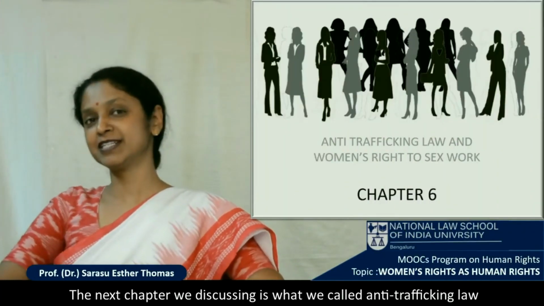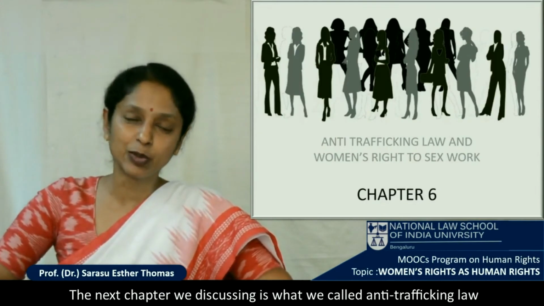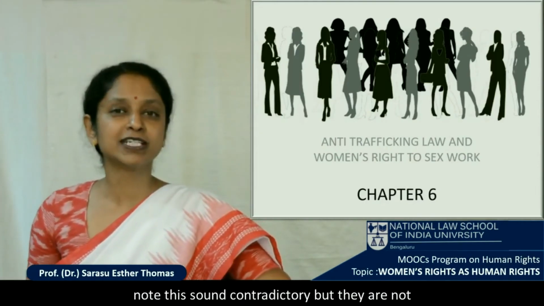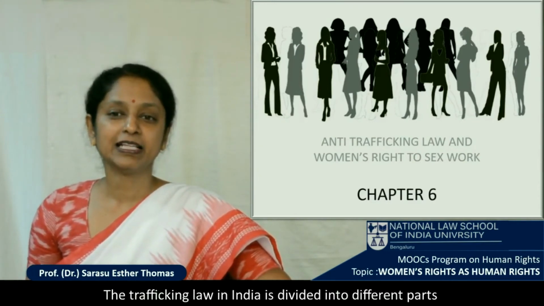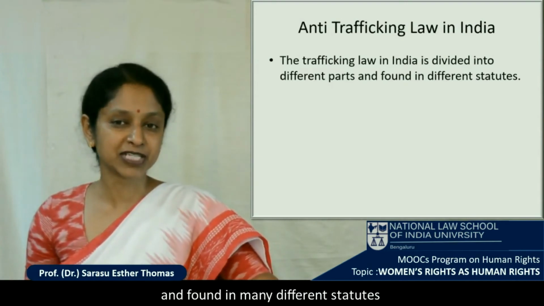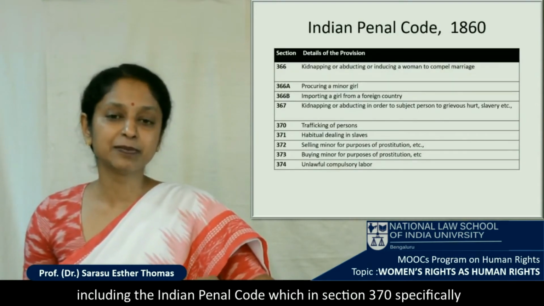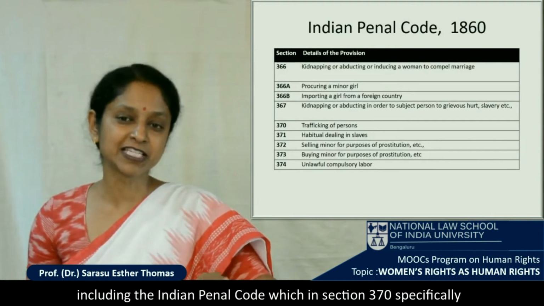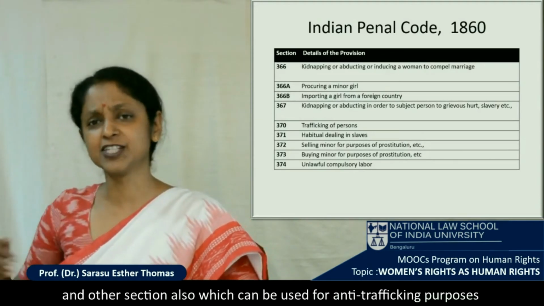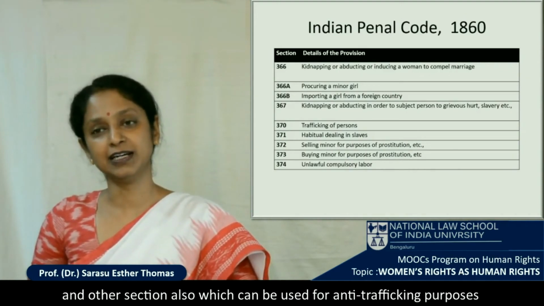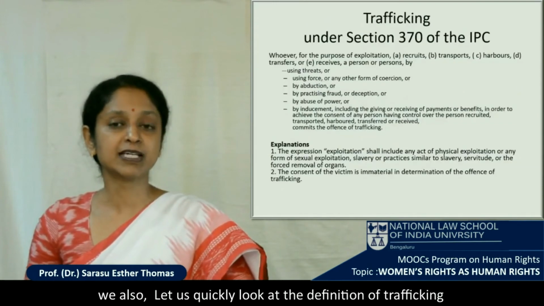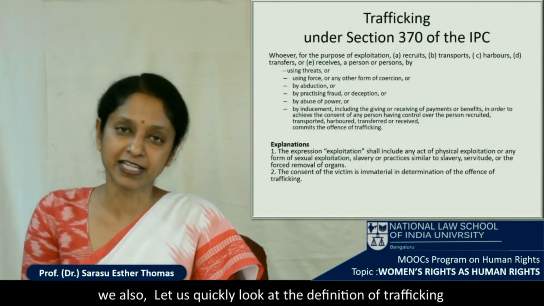The next chapter we are discussing is what we call anti-trafficking law and the women's right to sex work. Both these sound contradictory, but they are not. The trafficking law in India is divided into different parts and found in very many different statutes, including the Indian Penal Code, which in section 370 specifically has a section on trafficking and has other sections also which can be used for anti-trafficking purposes. Let us quickly look at the definition of trafficking.